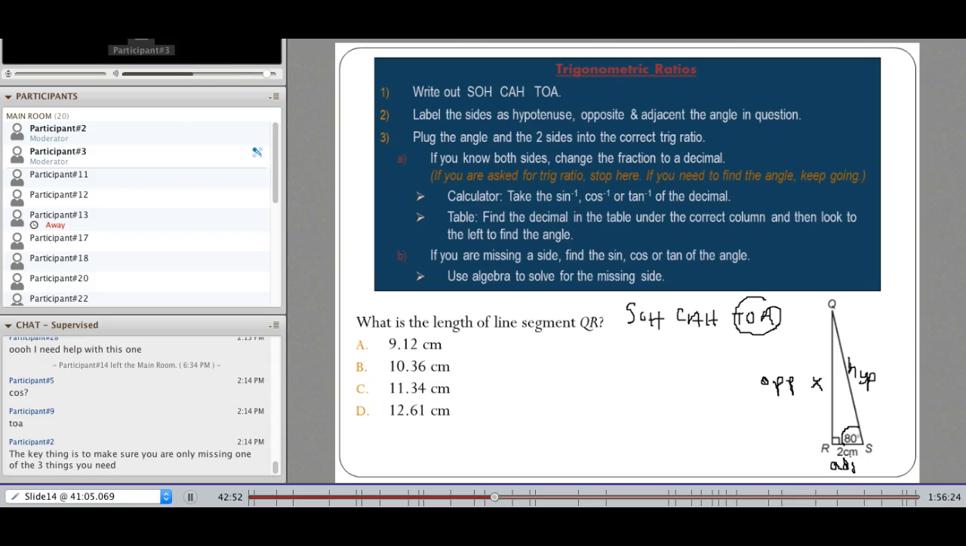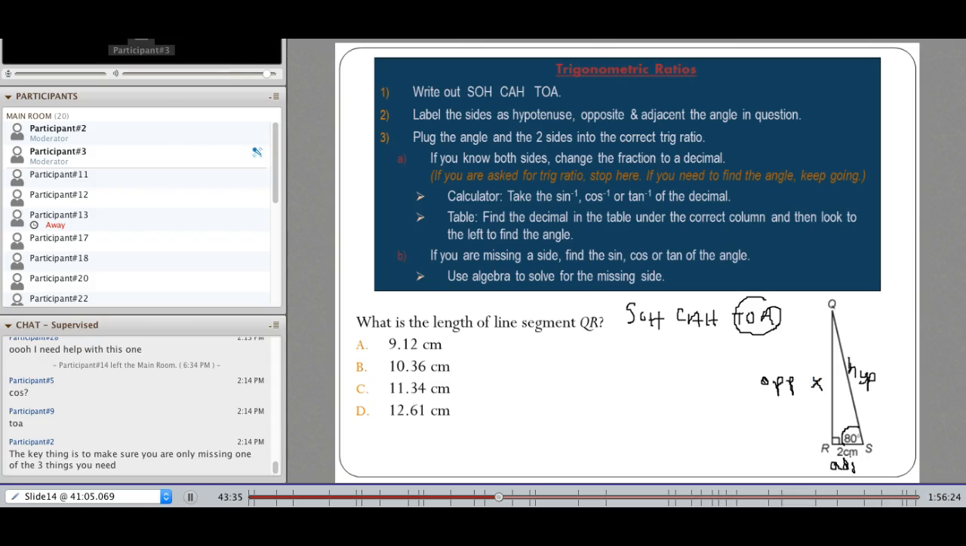Mrs. Williams wrote the key thing is to make sure you're only missing one of the three things that you need. If we were to use sine, opposite over hypotenuse, we're missing both of those sides, so that's not going to help us figure out the opposite. Since we have the adjacent side, we want to use that in our ratio. You might say cosine has adjacent also, but then we're missing the hypotenuse, so we'd be solving for the hypotenuse when we really want the opposite side. So tangent would be the easiest one to use. We're only missing the opposite side, and that's what we have to find.